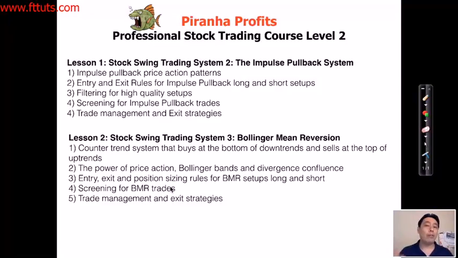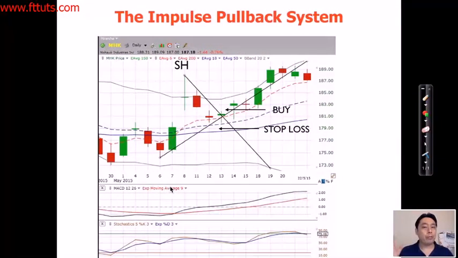Once again, how do you screen for these trades every day? How do you manage your trade? And when do you exit these trades? So let me show you a few examples of what these trades look like. This is the impulse pullback system. It makes use of a bullish or bearish indicator. In this case, we've got a bullish indicator from the moving average crossover and the MACD system.